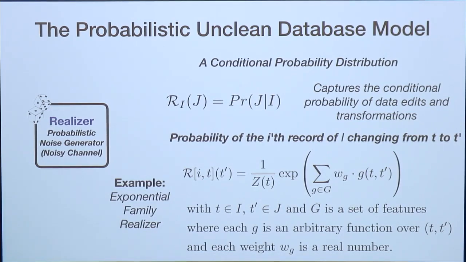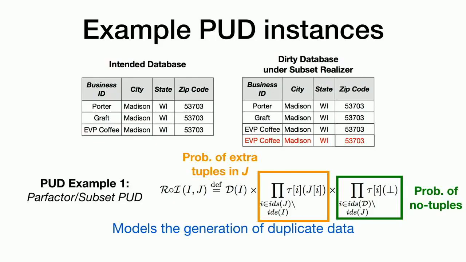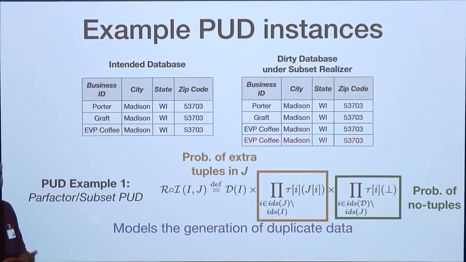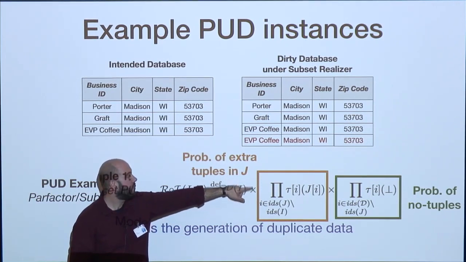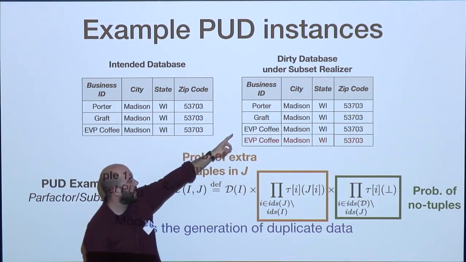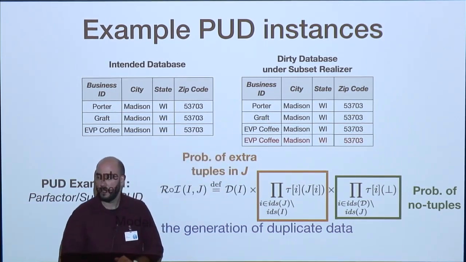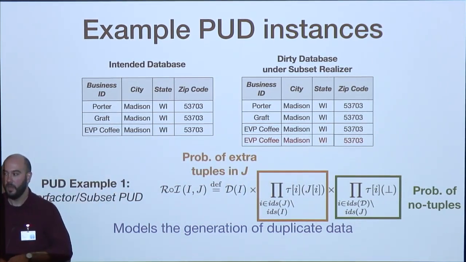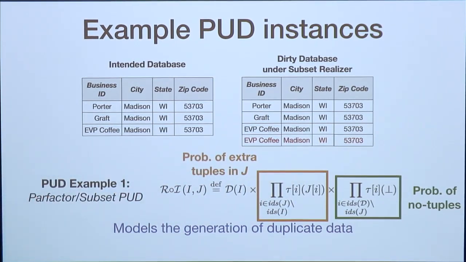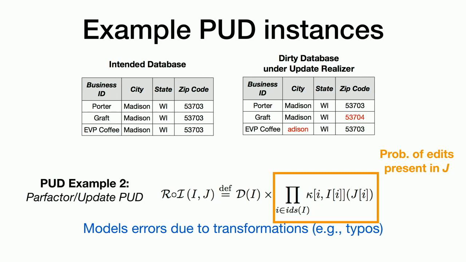Let me give you some examples of errors that you can capture using these models by putting these things together. For instance, if you want to capture duplicates, my clean version was this, and now I want to model how duplicates are generated. The orange part here, together with the green, tells me that the probability that an adversary will add the clean tuples is separate from the probability that I will go and add an artificial tuple, the red one up there, that was not in my real world. So we can model the generation of duplicate data. At the same time, we can also model errors due to transformations.